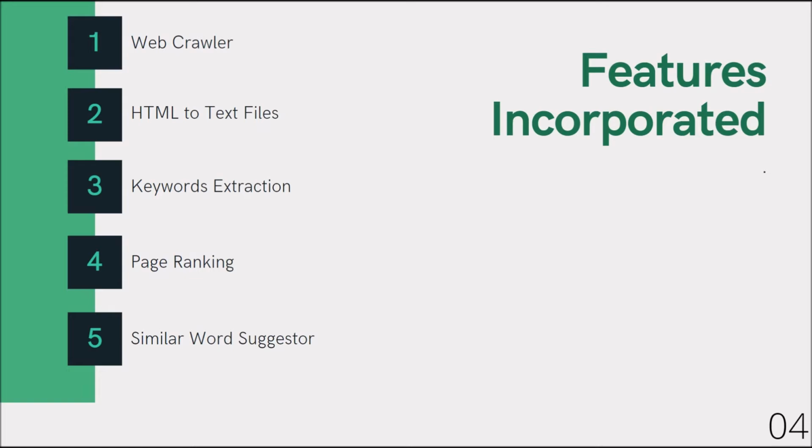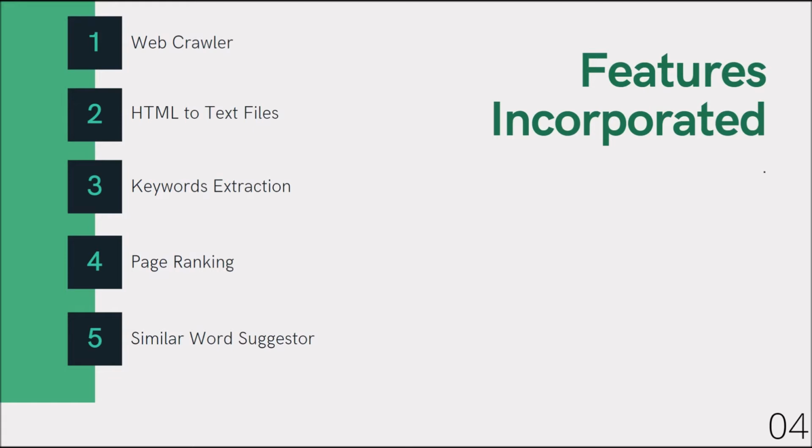Then comes the keyword extraction, where all the text files are traversed to find the alphanumeric words, and those words are stored and indexed. After keyword extraction, we do page ranking, which helps us find the best answers for a searcher's query, which means the results are ordered by most relevant to the least relevant based on a page ranking algorithm. The final feature we have implemented is a similar word suggester.